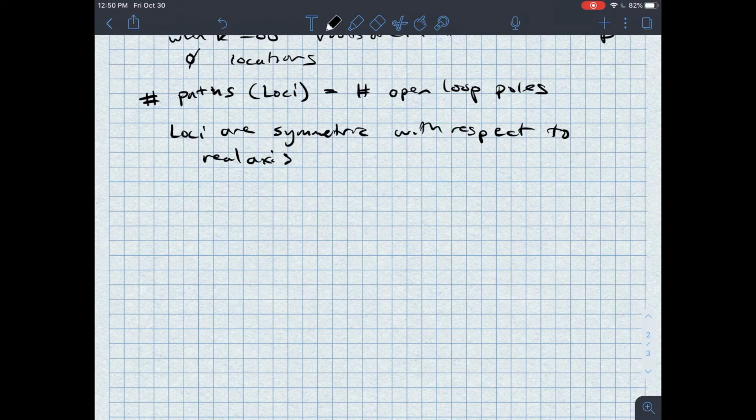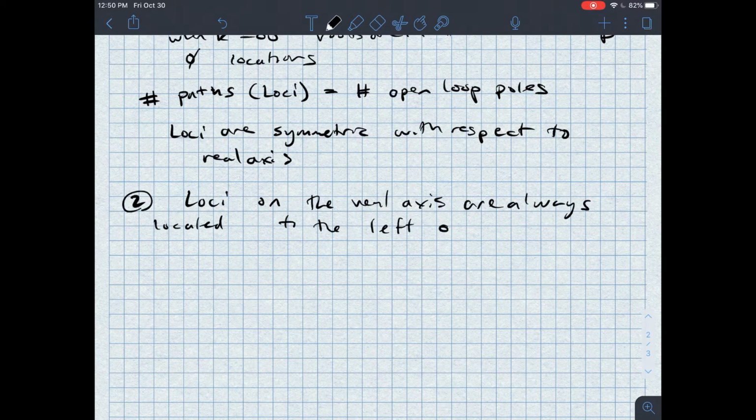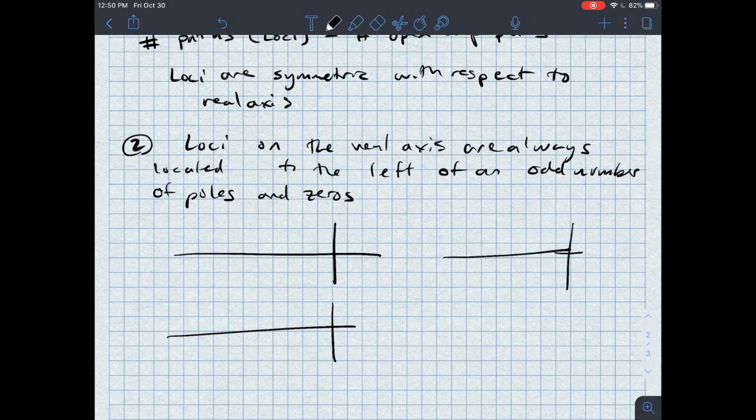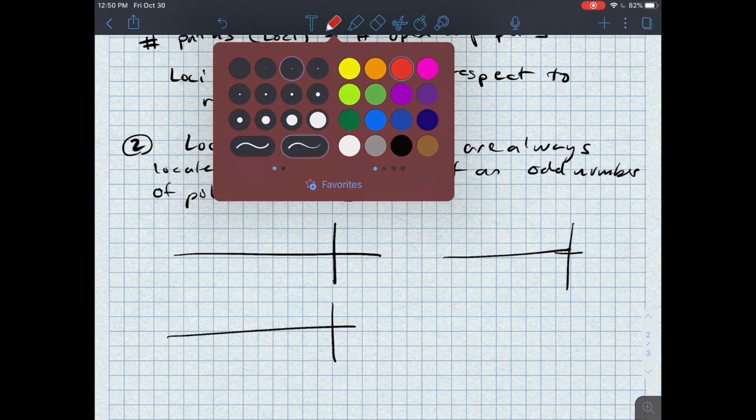Okay, rule number two says that loci on the real axis are always located to the left of an odd number of poles and zeros. So to give you some examples of this, I'll draw a couple little complex planes. Pointing out, of course, that I'm not actually going to be completed with my root locus at this point. I just need to give you enough information to work with.